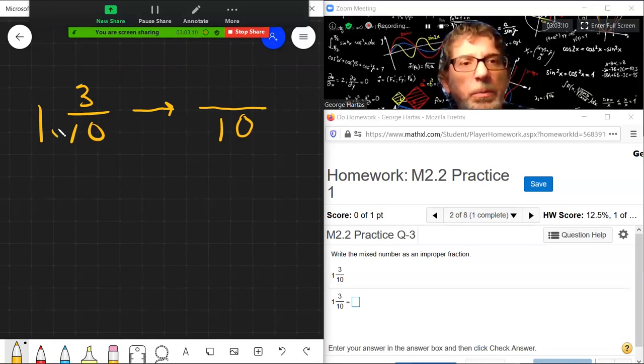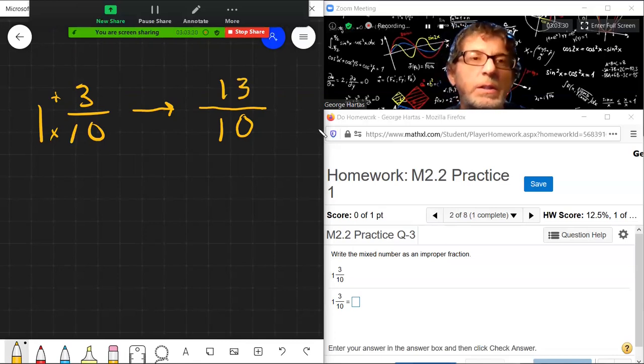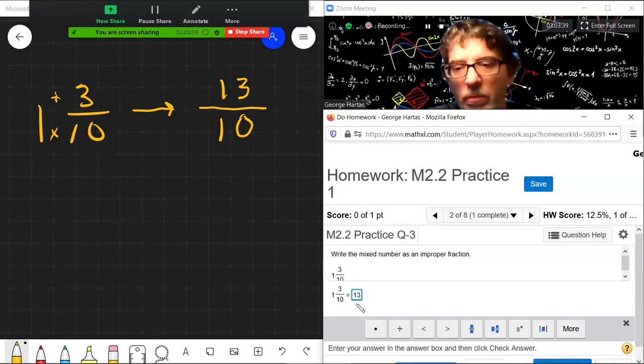And remember, we're going to multiply these two numbers going this way, and then add the result of that multiplication with this. 1 times 10 is 10. 10 plus 3 is 13. Okay, so 13 over 10. And remember, you can type this slash on your keyboard and now add that fraction bar, or you can click here to do the same thing.